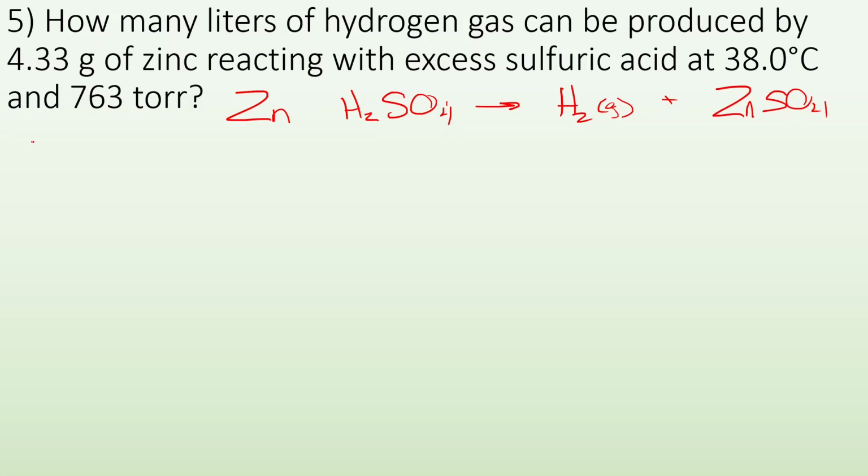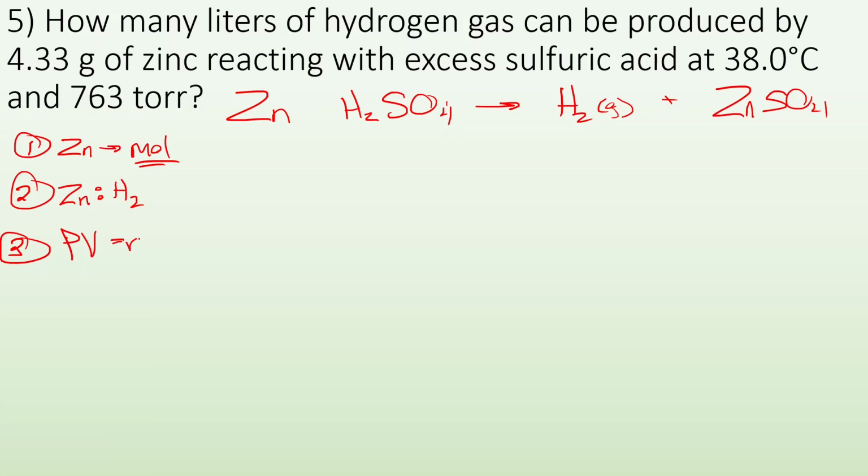And it looks to be balanced, which is nice. So first, let's break it down. First thing we're going to have to figure out is zinc. We got to convert that to moles. They told me grams, but how many moles of zinc is that? Once I know moles of zinc, I can go, hey, what's my zinc to hydrogen gas ratio? If I know how many moles of zinc I had, I can figure out how many moles of hydrogen gas I can make. Now, once I have that, I go, all right, if I know moles of H2, now I can PV equals nRT it to solve for my volume.